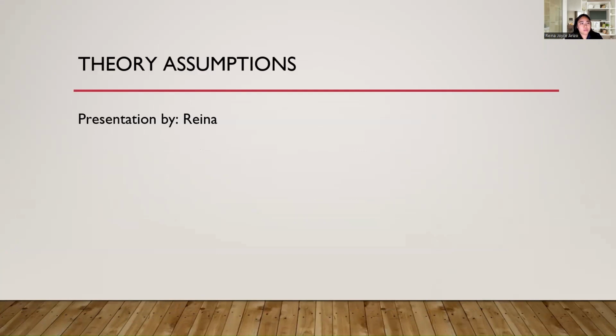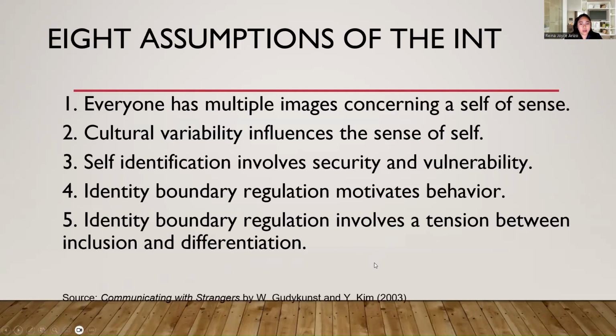And then I'm going to discuss the theory assumptions first. So there are 8 theory assumptions proposed by the theorists. The first one discusses multiple images concerning a sense of self. When we talk about the sense of self, there are different variables or factors that affect it. First is our self-concept, our belief about ourselves. Then self-esteem that starts from childhood and adulthood, and also self-efficacy, which means the belief in what he or she can accomplish. So that's why there are multiple factors about sense of self.